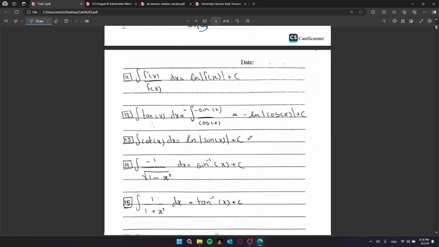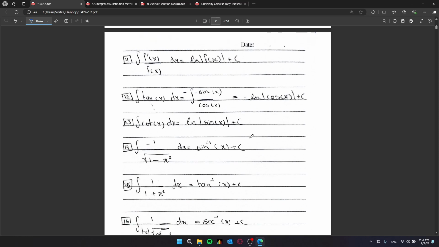Now, you have a few more rules that you have to go over. Anytime you recognize that a question has one of these, you can instantly resort back to the formula. For example, if you have tan of 5x, you would know instantly that the integration of tan of 5x dx is going to be negative integration of negative sine of 5x over cosine of 5x, which in turn is going to be the negative natural log of the absolute value of cosine of 5x plus c.